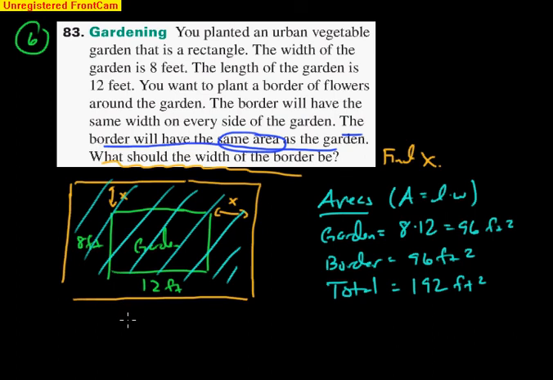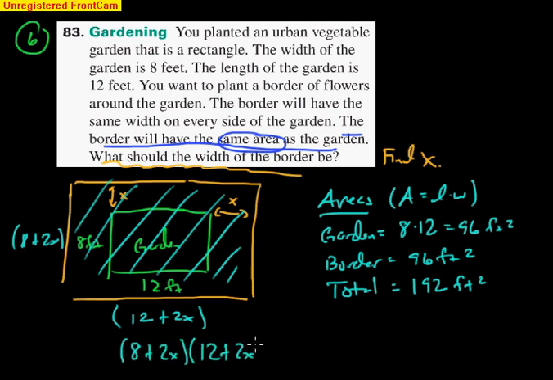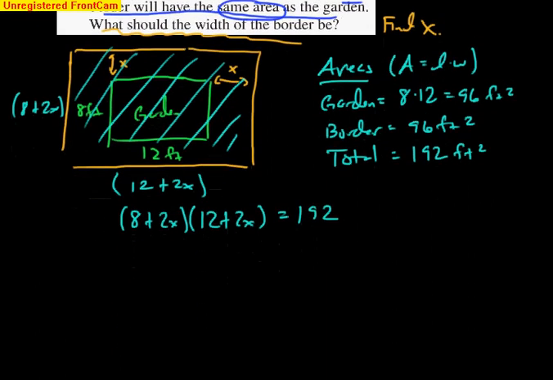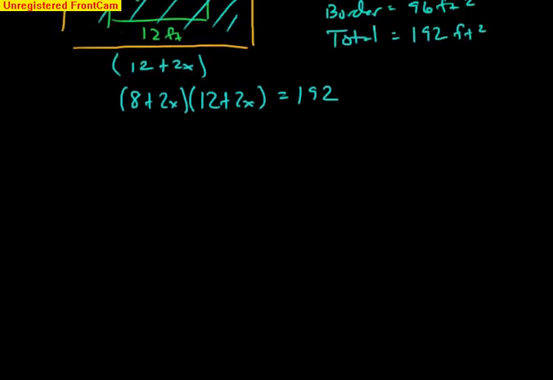Well, they each started off with the basic 8 and 12, so 12 here, but then you added x here and x here. You added two x's. Here, it started out as 8, and you added x here and x here. That's two x's. 8 plus 2x and 12 plus 2x. There's the length and width of the new garden that has the border with it. So these two lengths and widths multiplied together give you that total area. So 8 plus 2x times 12 plus 2x should give you the border 192.